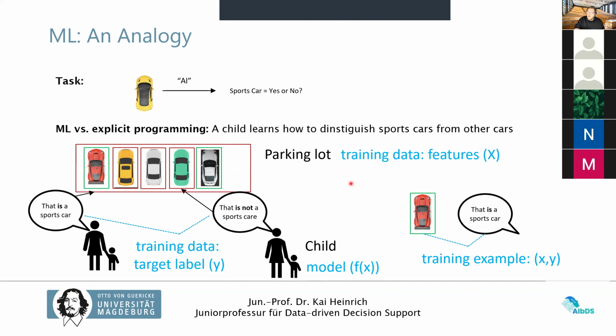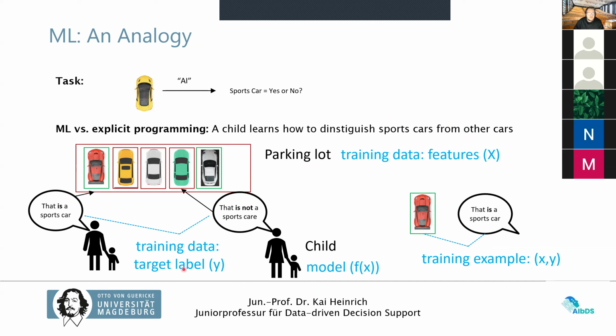So you can always remember task and solution. Or not task, let's say, the exam task and solution: car, and yes or no. So we always give the X data, which are the visual features of a sports car, right? So this is the parking lot. The parking lot has only the cars, right? So this is part of the training data: the features, X.